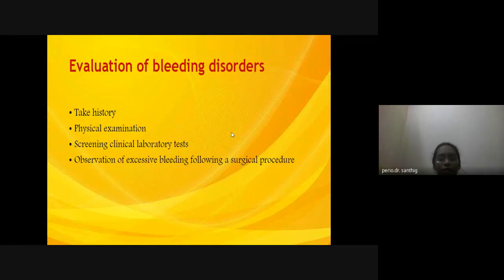So after knowing the different types of diseases relating to bleeding, then we have to evaluate the bleeding disorders by taking history, physical examination, and screening clinical laboratory tests. If the patient has already had the test, you should go through that, or if not, you have to prescribe the particular test regarding the disorders, and observe for excessive bleeding following surgical procedures. So if, after doing any surgical procedure, you see excessive bleeding, then you can suspect any underlying bleeding disorder present in the patient.